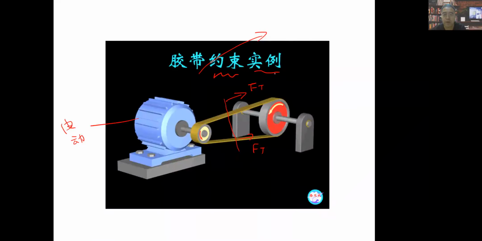This is an instance or example. This actually is a strap. Strap. Okay.